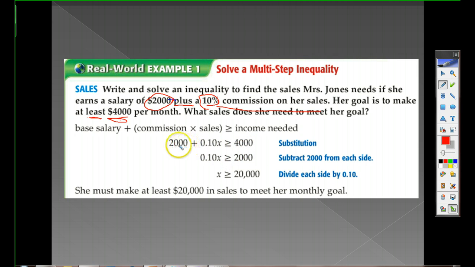What we do here is subtract 2,000 on each side to get rid of this 2,000 here. And we have 4,000 minus 2,000, which becomes 2,000. Next step, we're going to divide by 0.10 on each side, and we get 20,000. Okay, so she must make at least $20,000 in sales to meet her monthly goal.